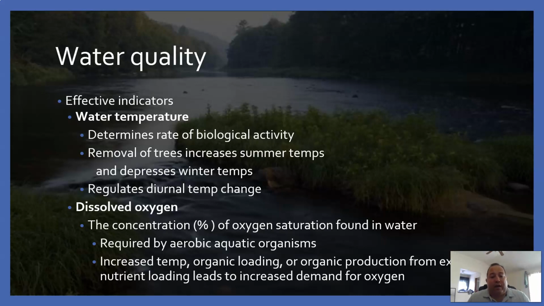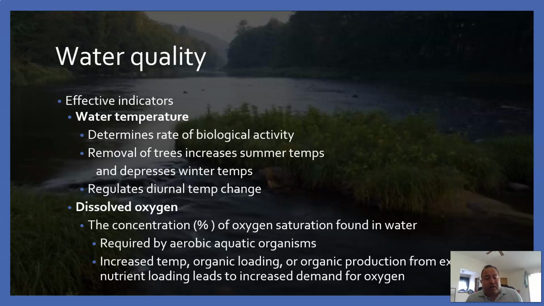So if we have a lot of trees removed, we could end up having increased summer temperatures, which is going to decrease our biological activity. We also want to make sure we have tree cover to regulate diurnal temperature change, because during the hot parts of the day, we'd like to have some shade on our water so that it doesn't get hot and we don't have problems with the water quality going down.